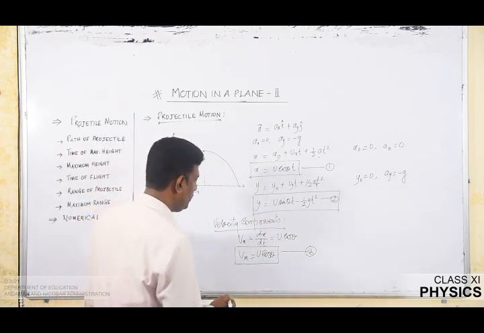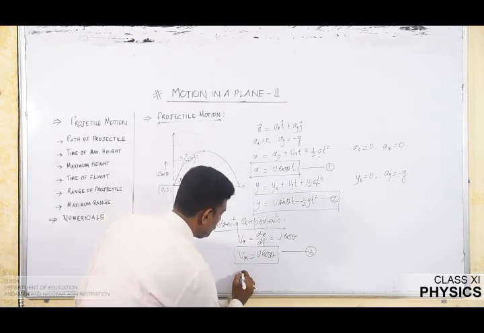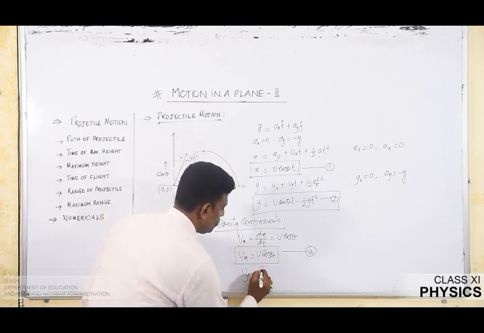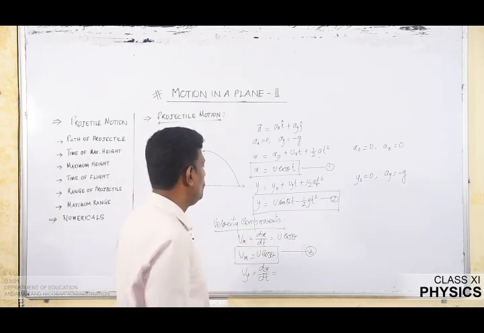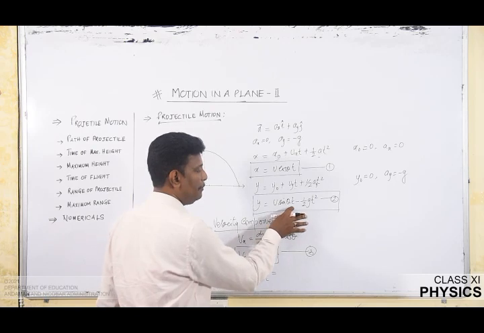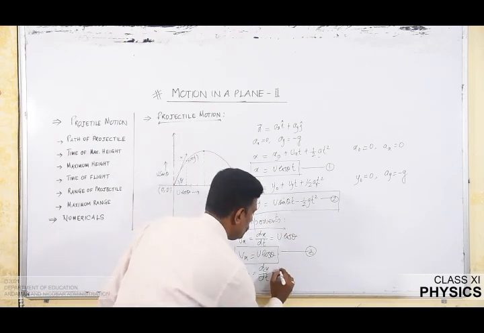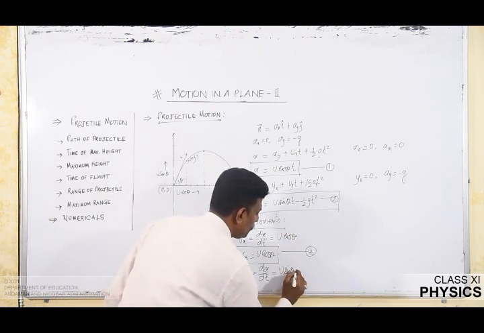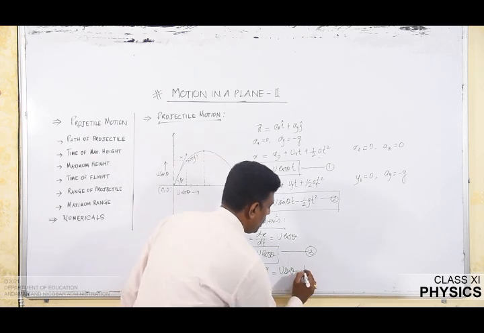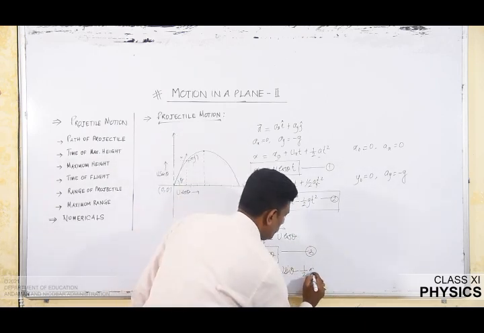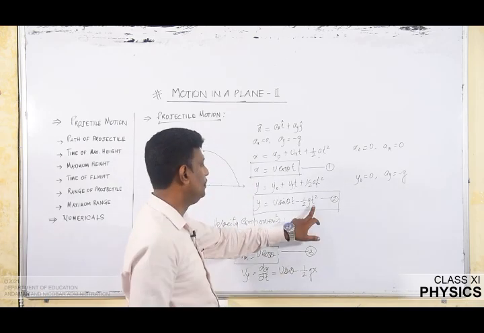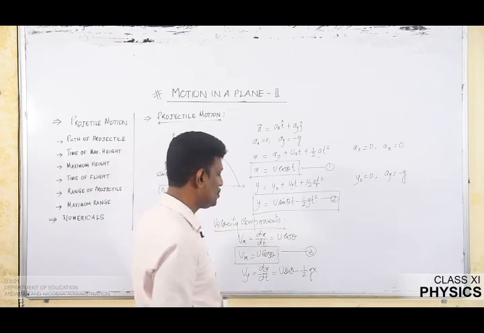Similarly, we can find the velocity along the y axis, that is Vy is equal to dy by dt. So the derivative of this equation: u sin theta dt by dt is 1, so we can write u sin theta minus half g into the differentiation of t square, which is 2t.